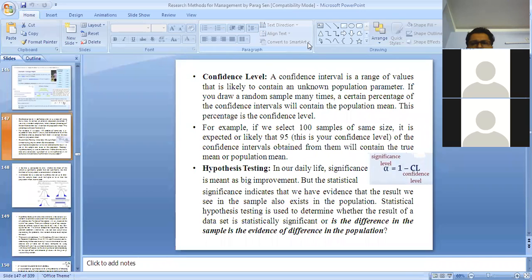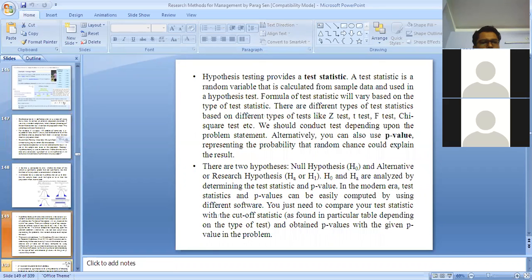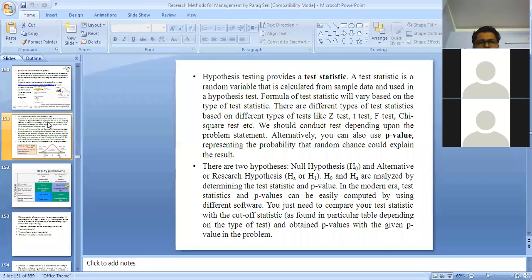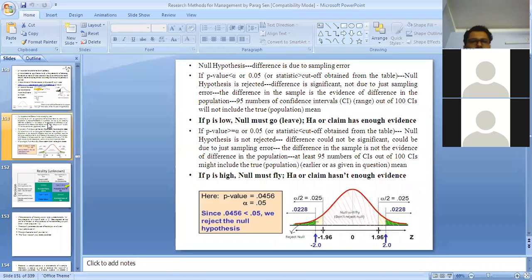Usually, if your p value is less than 0.05, that means you can reject your null hypothesis, and you can say that there is enough evidence to accept or believe your research hypothesis, that there is sufficient evidence.